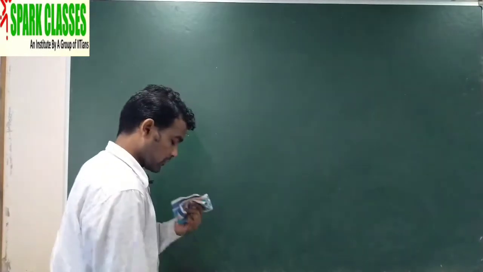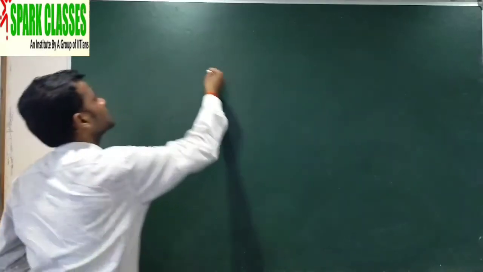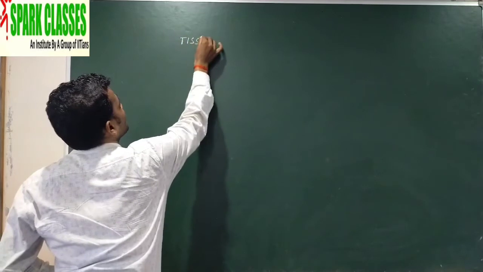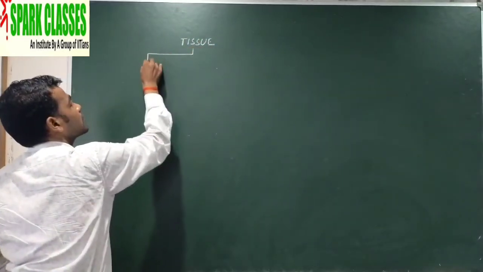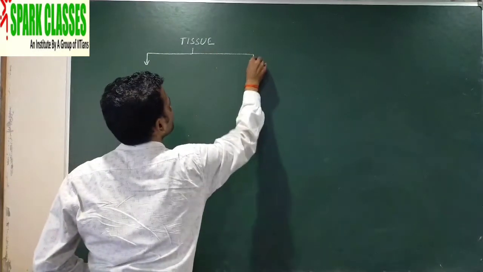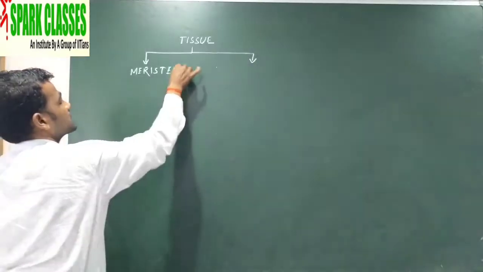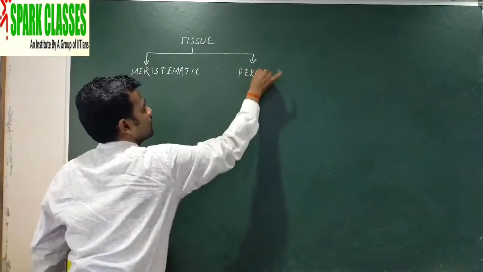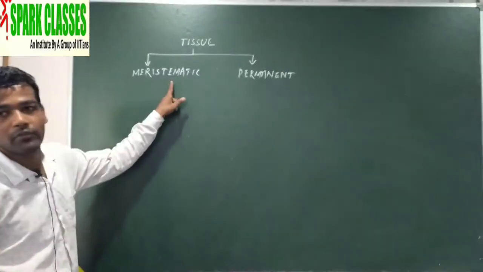So today we will continue from the tissue. Last class we started the tissue. Already different types of tissue we have completed. First, plant tissue is divided into two types. Number one is meristematic. Second is permanent tissue. Already the meristematic part we have completed last class.